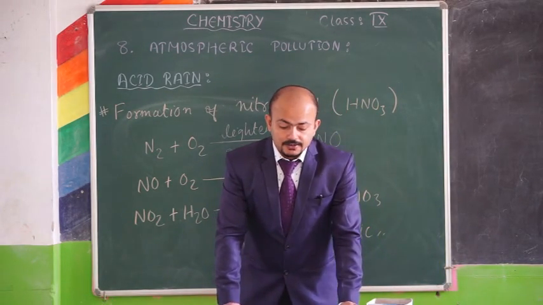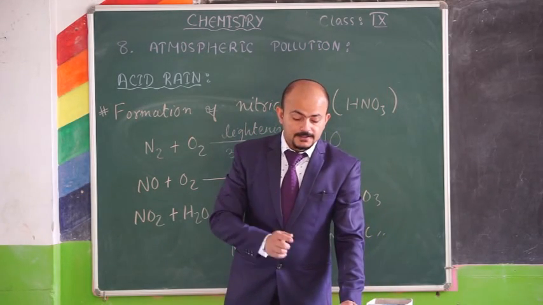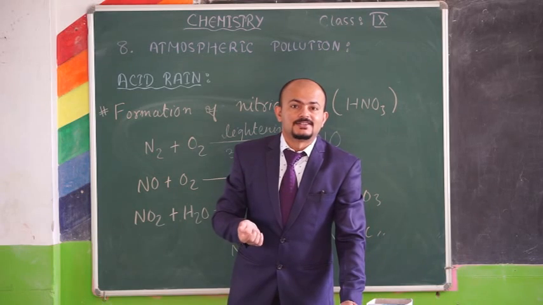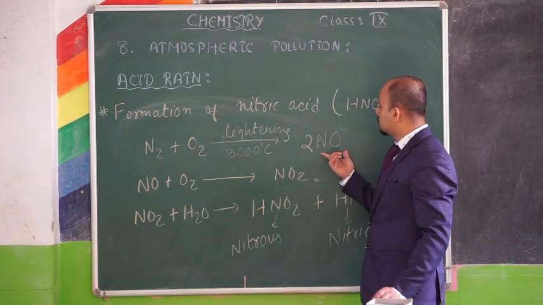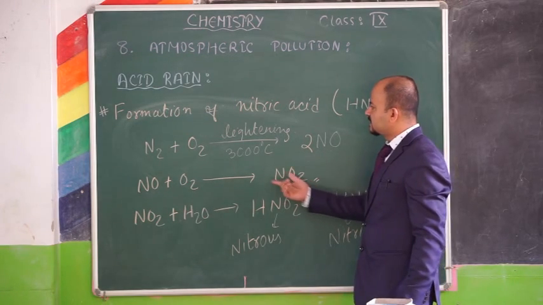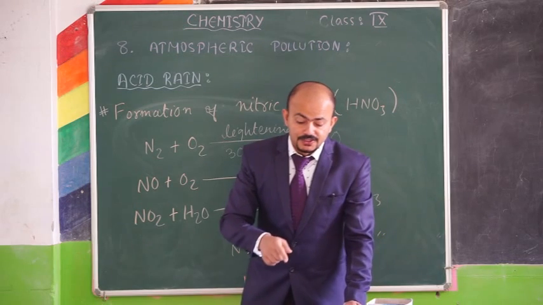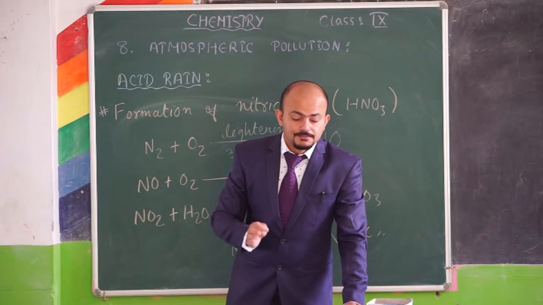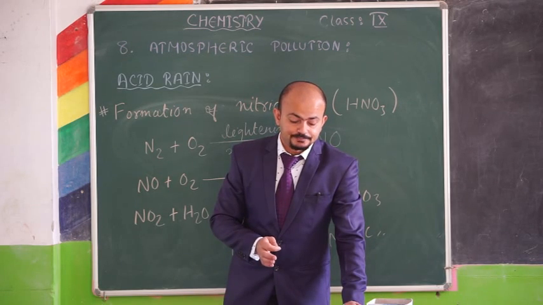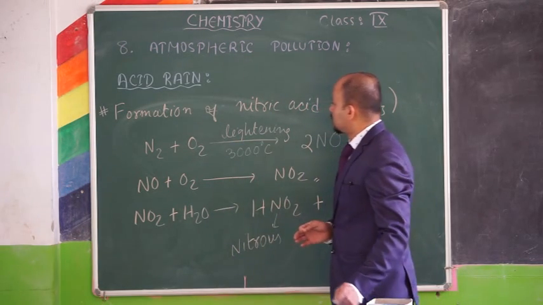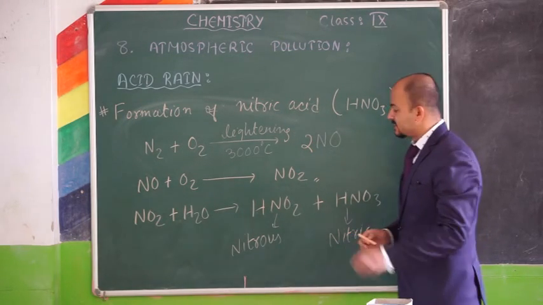Now, these oxides of nitrogen are also formed in automobile engines. Okay, so one source of the formation of nitrogen oxide or nitrogen dioxide is lightning. The other one is the internal combustion engine, that is, automobile engines. So now let's discuss the formation of another acid, that is sulfuric acid.